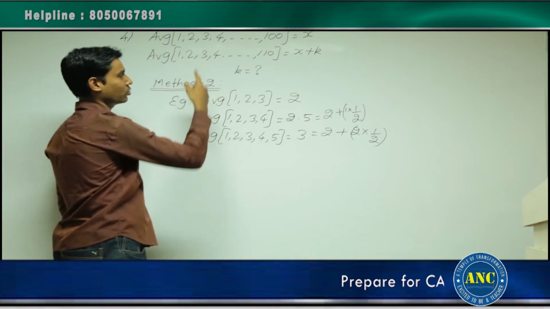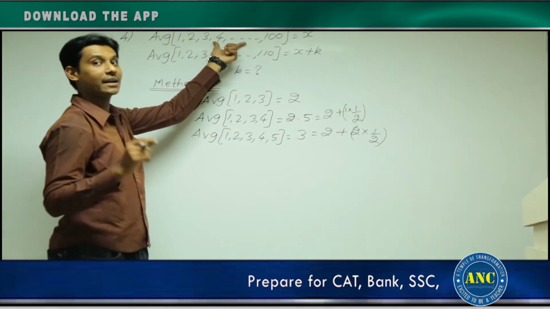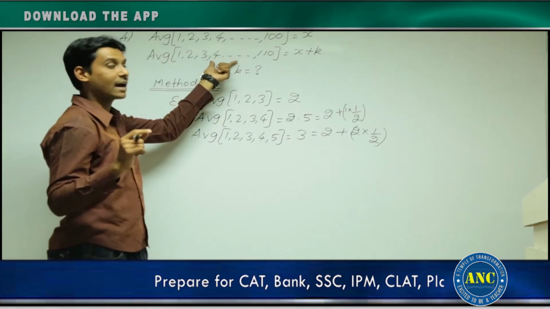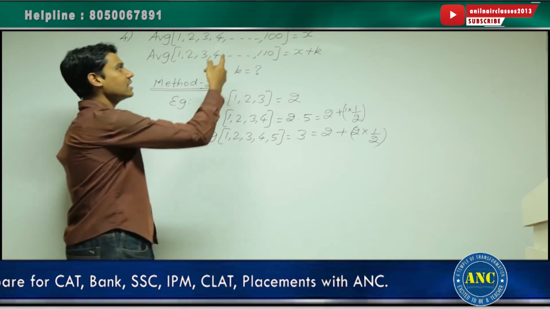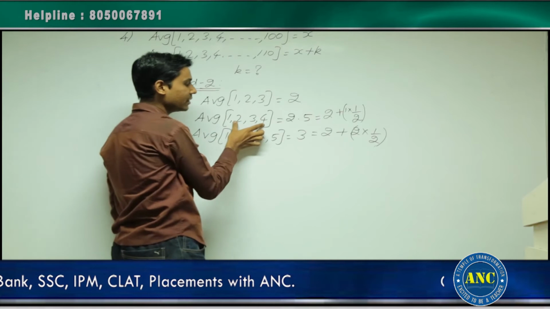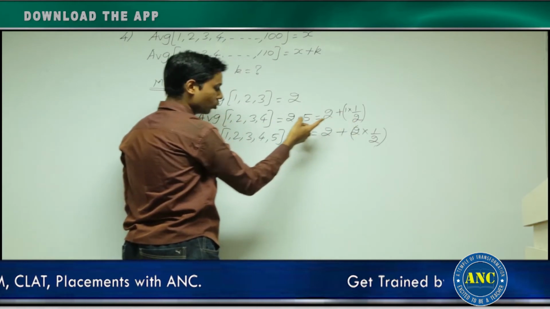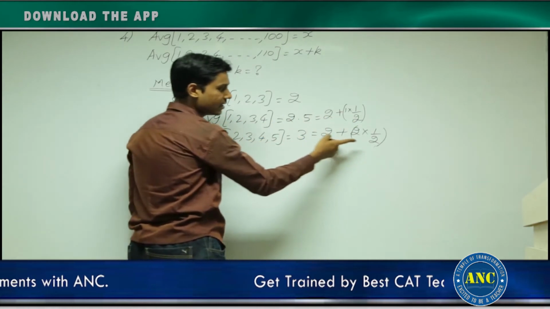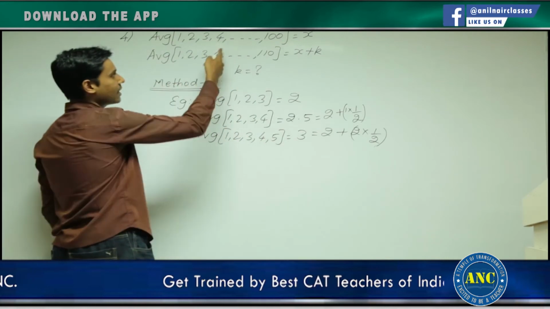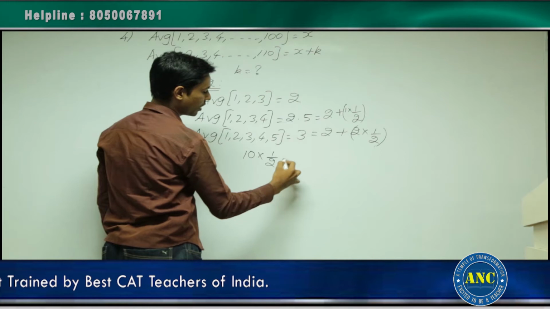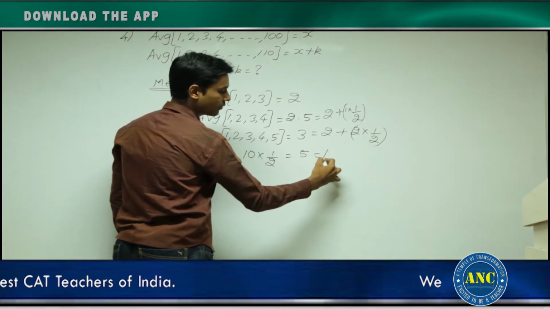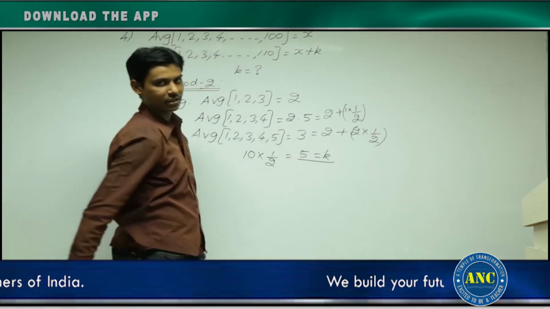Now if you observe the question, the original series had 100 terms. The next series has 110 terms. How many terms are added? 10 terms are added. If one term is added, then it is 1 into 1 by 2. If 2 terms are added, then it is 2 into 1 by 2. Similarly, if 10 terms are added, it should be 10 into 1 by 2, which is nothing but 5. That is the value of k. k is nothing but 5.